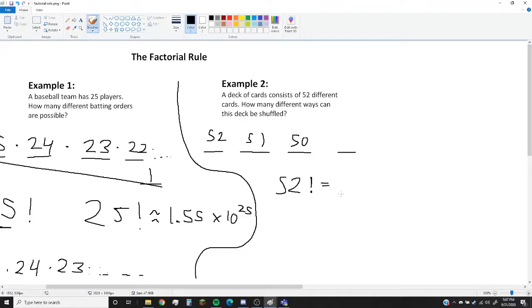52 factorial, again, is a huge number. I'm going to have to round it off. It's roughly 8.066 times 10 to the 67th, which, again, is a massive number that you won't want to write out entirely. So generally, the factorial makes it easier for problems like this to write out our work, because you don't want to go down 52 slots, essentially. So that's about it.